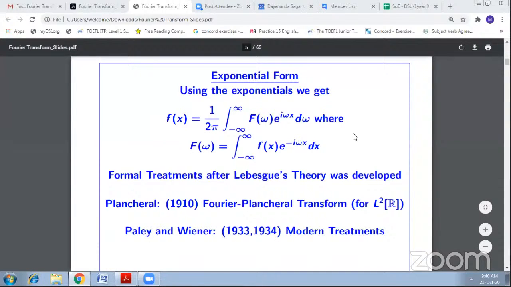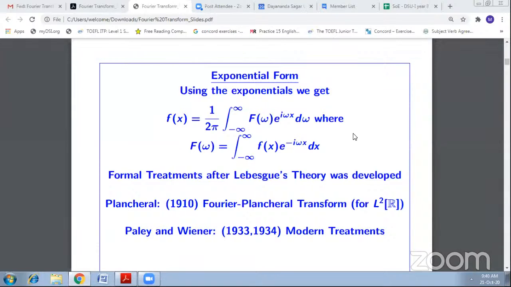And in 1910, Plancherel worked on what is known as the Fourier transform of finite energy signals, or L2 functions. I'll come to that a little later. And of course, he came to that in the context of getting an isometry on the space L2(R).